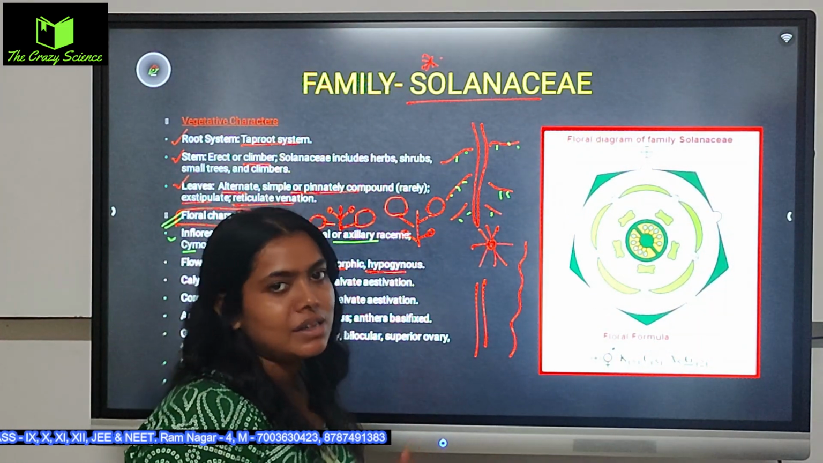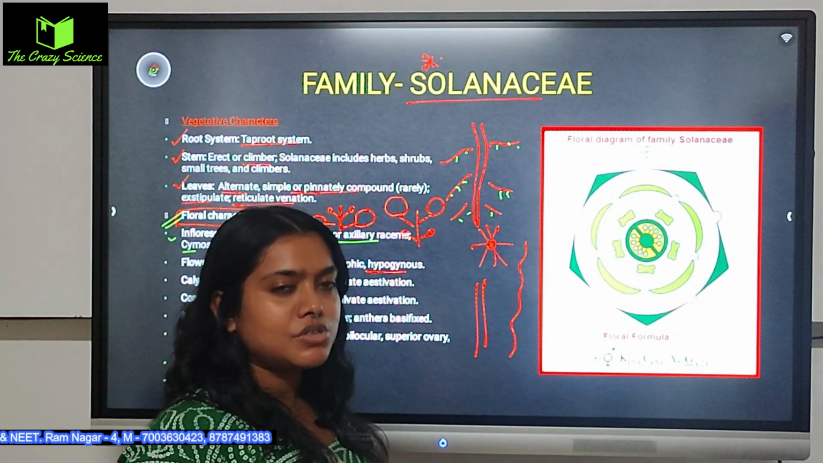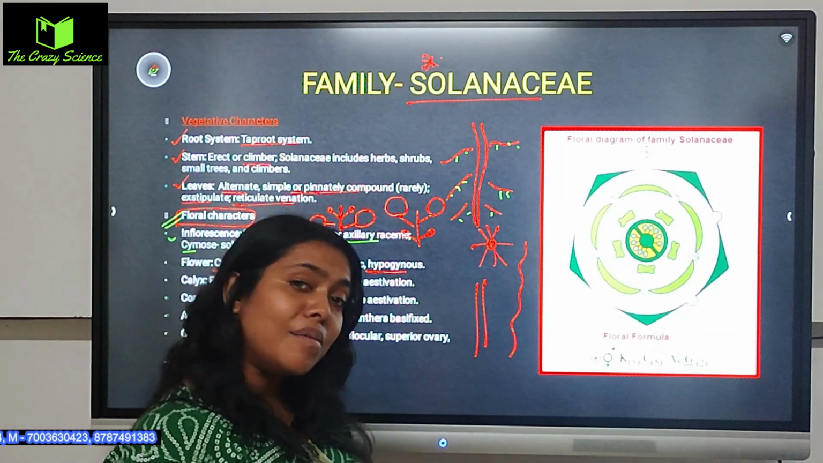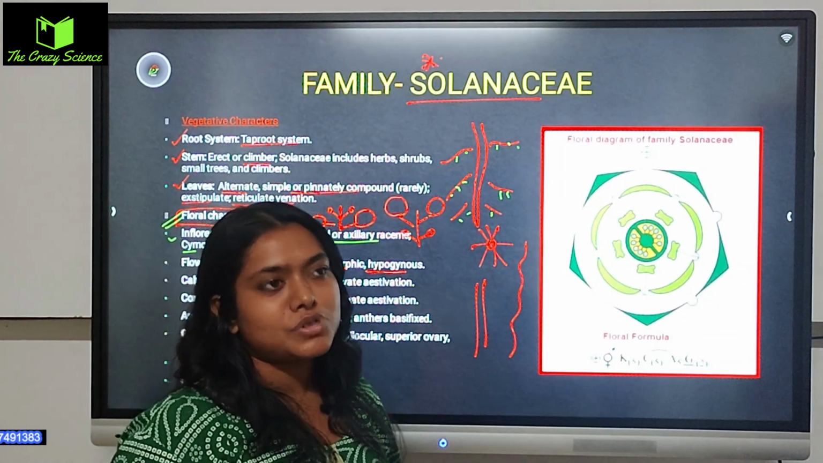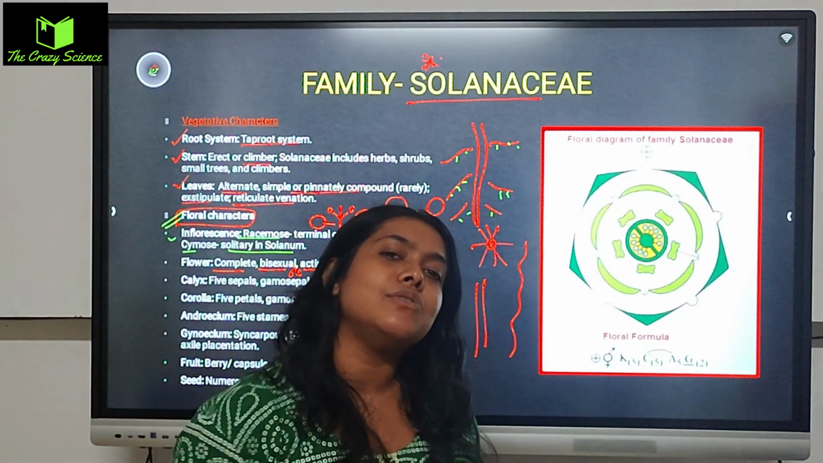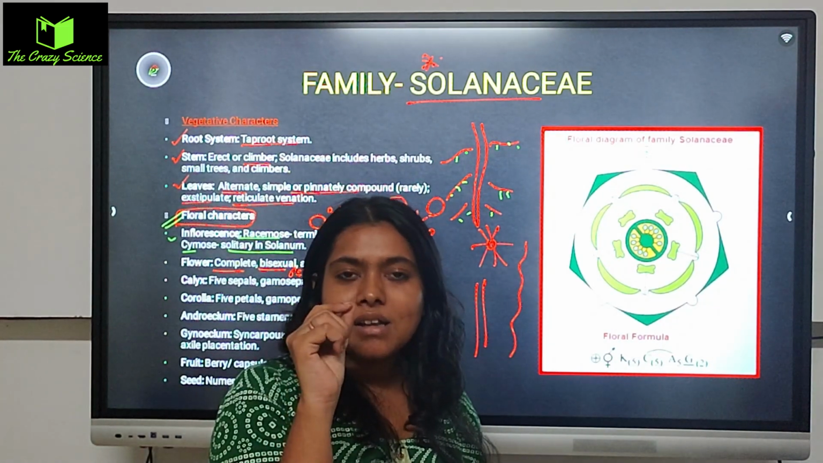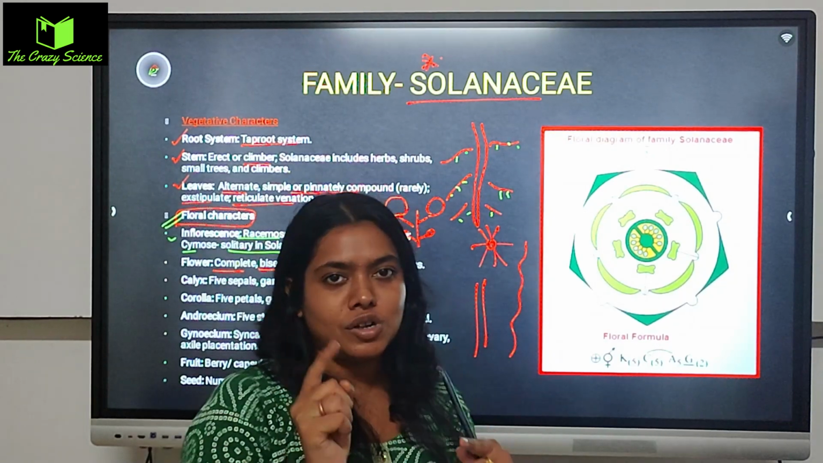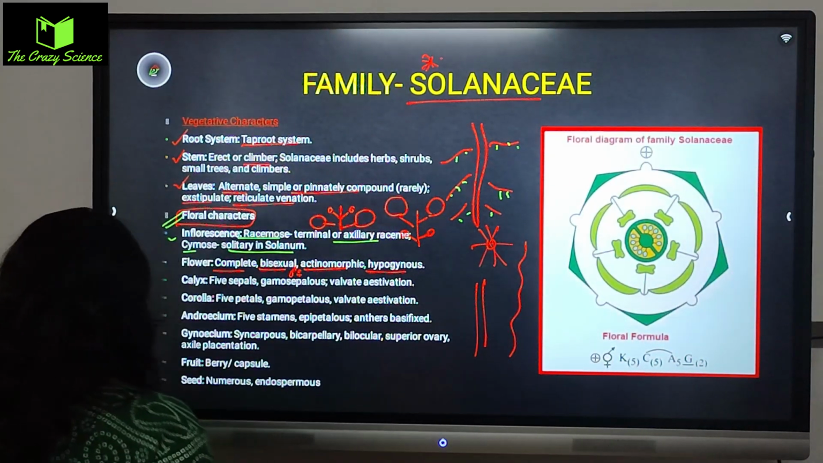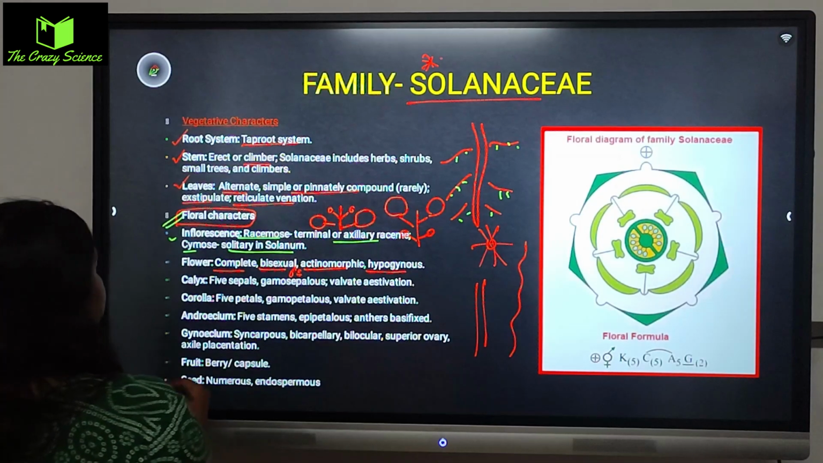Hypogynous, we already read how the flowers are shaped or present on the thalamus. We read about the position of the androecium and the gynoecium: hypogynous, perigynous and epigynous. Hypogynous is when the ovary is superior, then the androecium. Means the gynoecium will be superior. All right. Next is calyx.